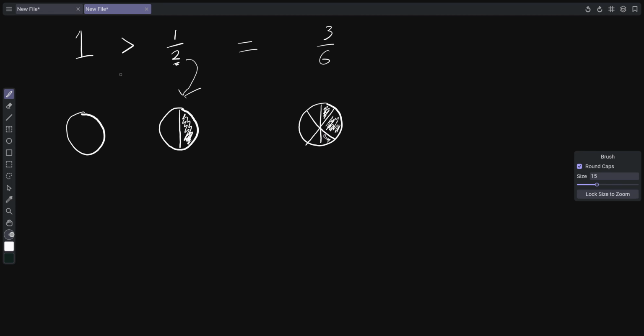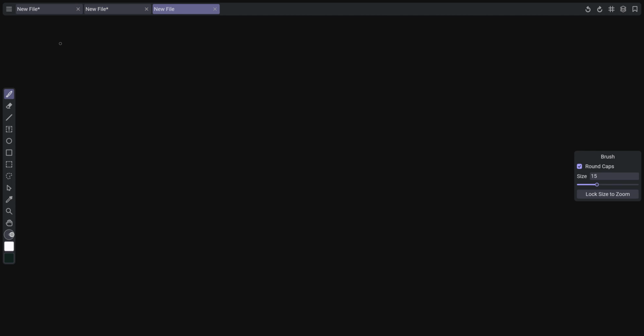Now, this could be a little bit hard to understand, so I'm going to use another analogy, something that we're all used to. Think about money, right? Say you have $1, right? So you have a dollar bill. Try to draw a picture of a dollar bill here, right? So you have a dollar bill.